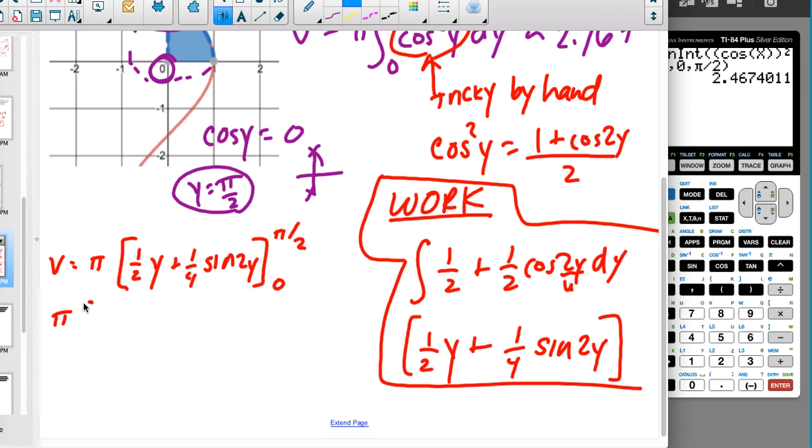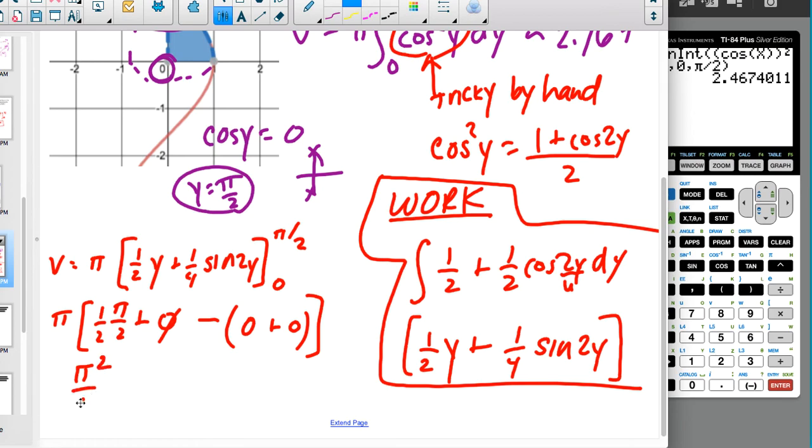Pi in front, right? And I'd get that this is 1/2 of pi over 2 plus a 0, because it'd be 1/4 sine of pi, which is gone, minus in parentheses 0 plus 0. So that's at least gone. So I would end up getting that this is pi squared over 4, right?